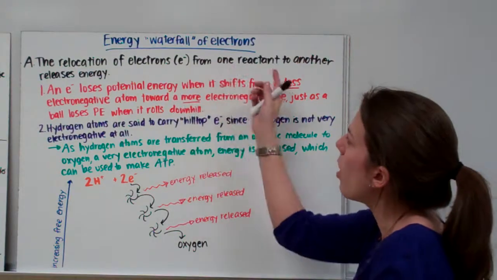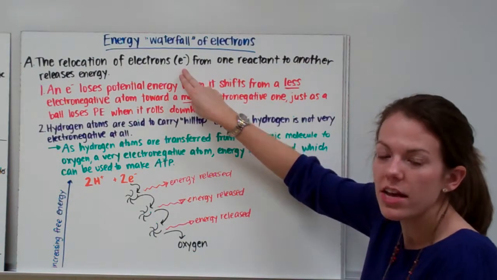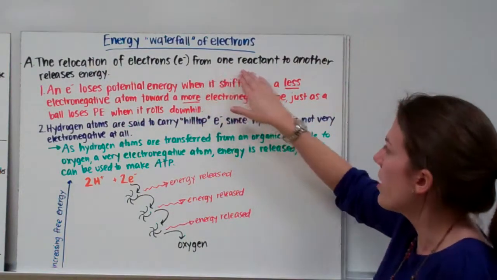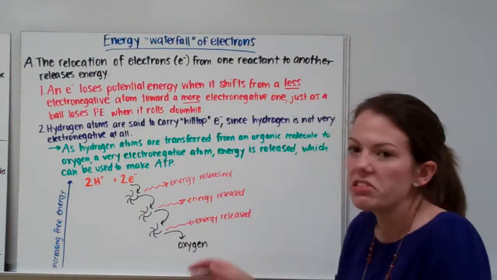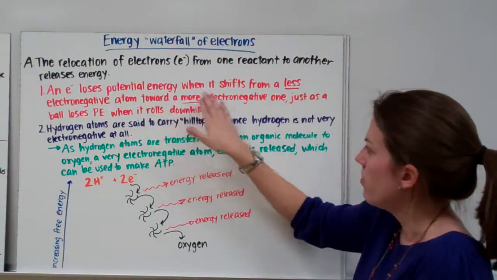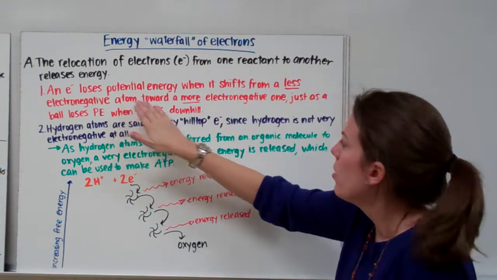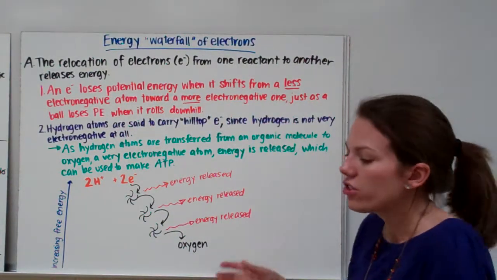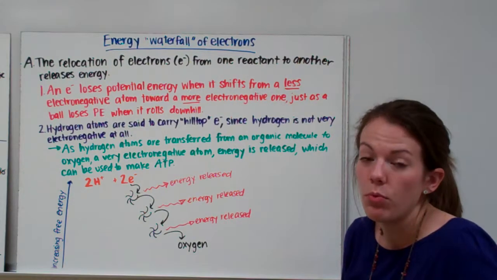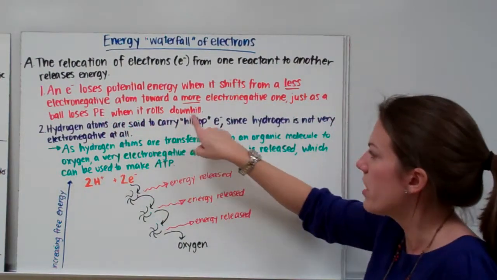Now, let's talk about our energy waterfall of electrons. The relocation of electrons, and we're going to abbreviate electrons as e- from now on, from one reactant to another releases energy. So we release energy when we move electrons from one atom to another. An electron loses potential energy when it shifts from a less electronegative atom, a less greedy atom, towards a more electronegative one. So an electron loses energy as it's moving towards an atom that's more electron greedy, more electronegative. This works kind of like a ball loses potential energy when it rolls downhill.